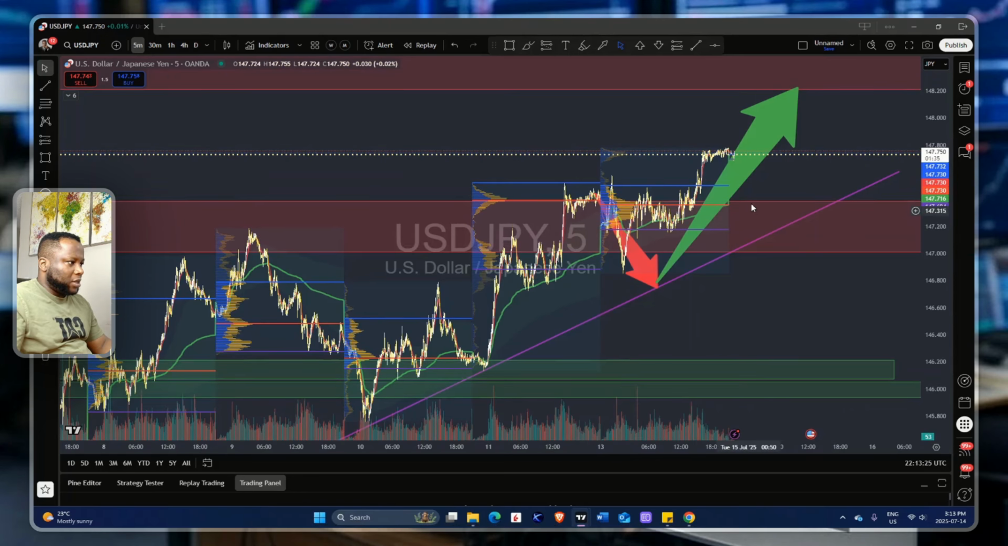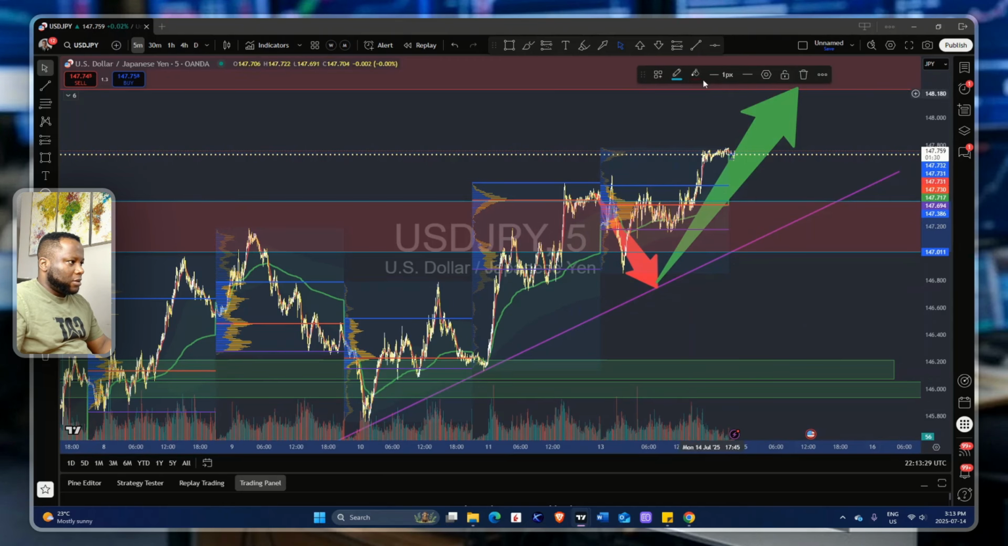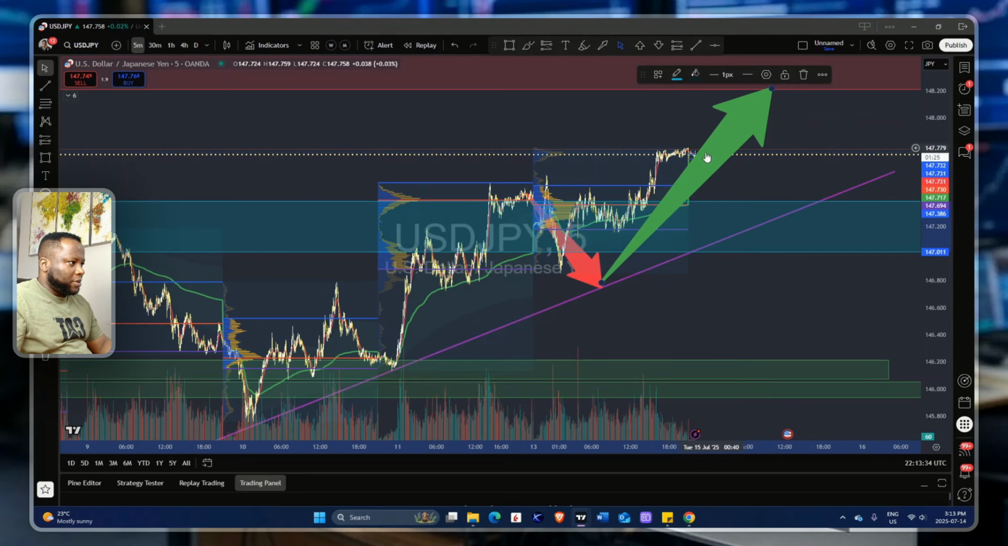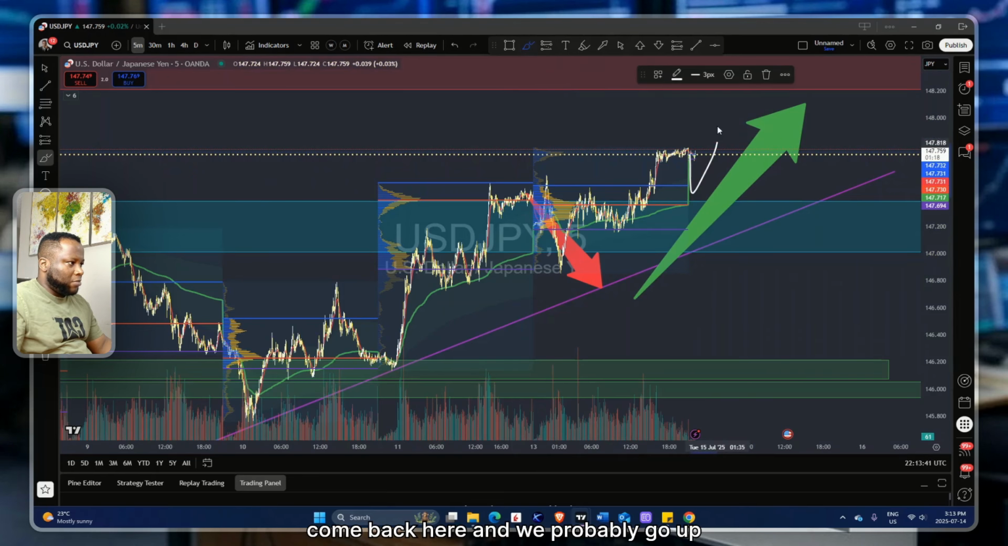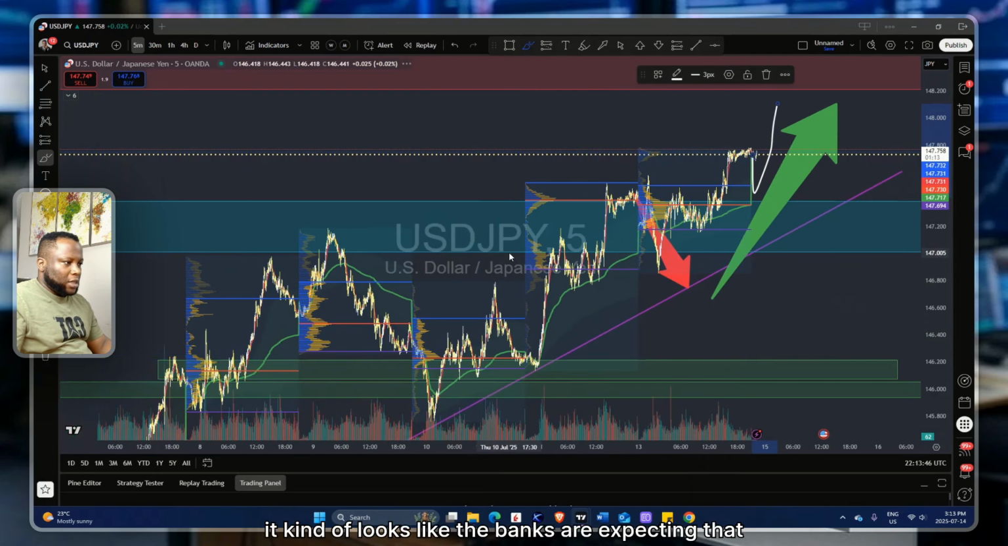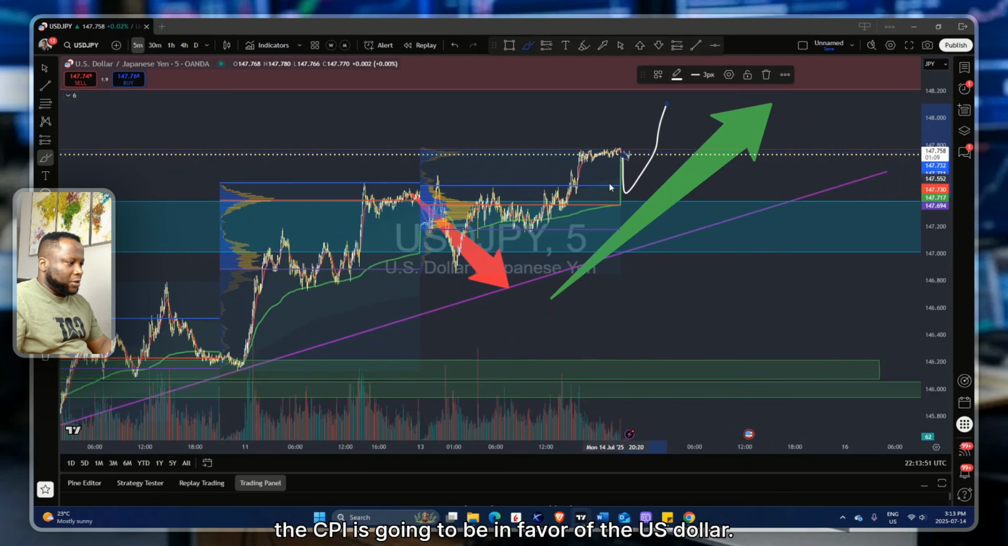I'll put this in your charts. There was a resistance. Now that's maybe going to turn into a support, hopefully. So this session, I'm thinking price could do a little bit of retracement from here, come back here, and we probably go up before the news. From what I'm seeing, it looks like the banks are expecting that the CPI is going to be in favor of the US dollar, so they're buying the US dollar against the Japanese yen. We have a view up here, which can act as support as well.